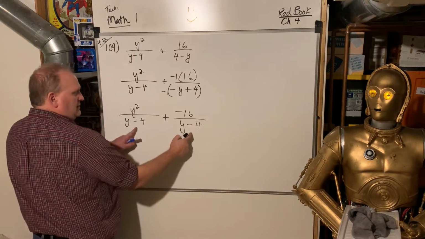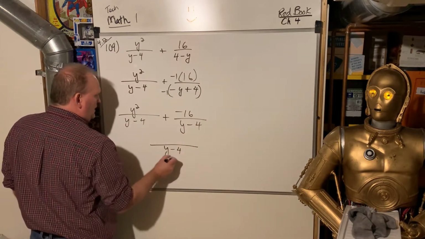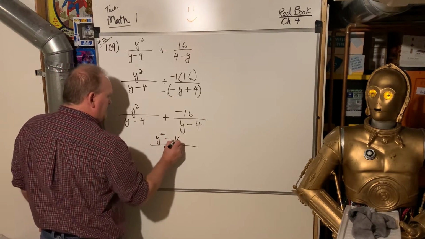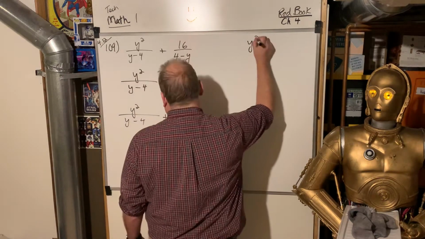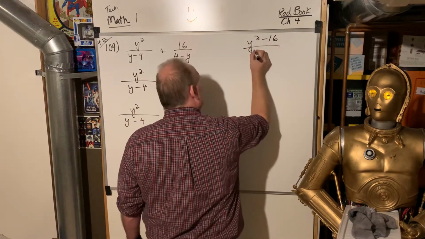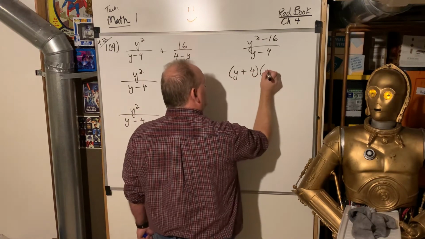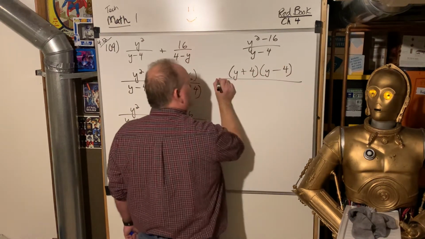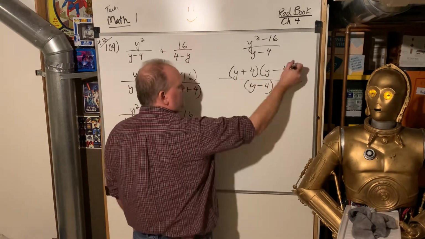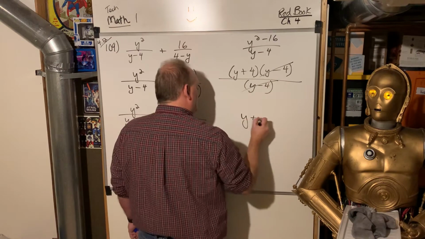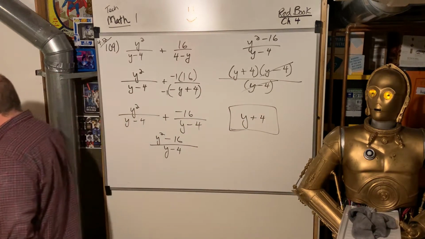And now look, y minus 4s are the same. So we can write it once and then do y squared minus 16. And now look, we can factor that. Y squared minus 16 over y minus 4 factors into y plus 4, y minus 4, all over y minus 4. And now you can cancel the y minus 4s. So that is just y plus 4 at the end of the day.